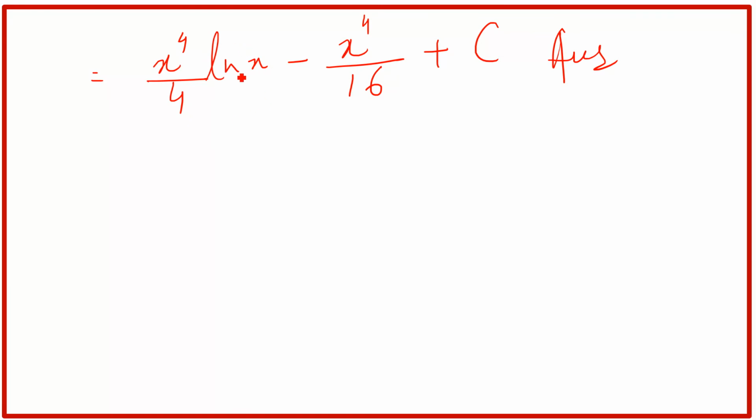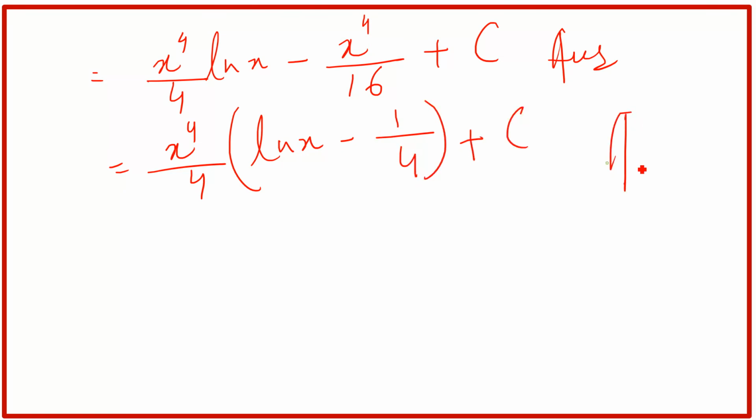If you want, x raised to power 4 divided by 4 we can take as common in the parenthesis. Then we will have natural log of x minus 1 over 4, bracket close, and then plus c. Both are the same. If you stop here, this is also fine. So this is your answer.